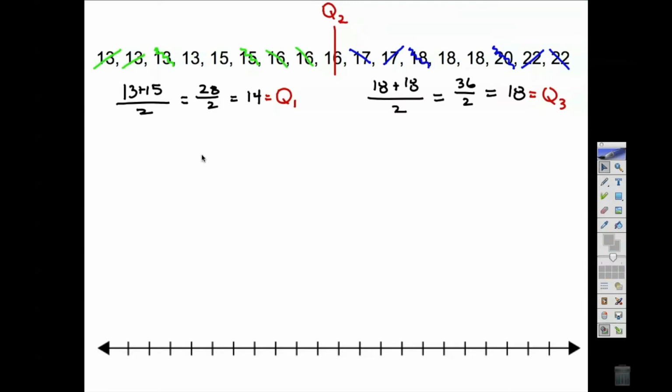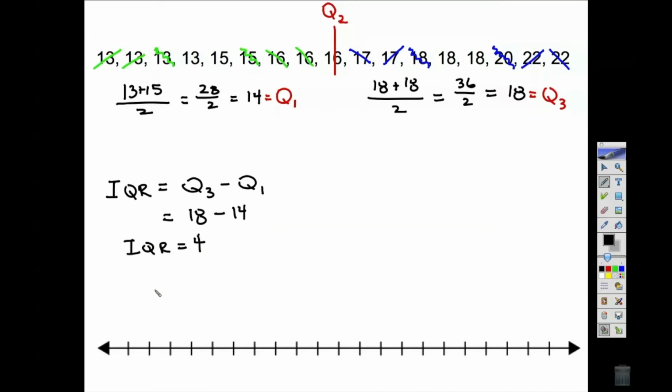Right now, all we have to do is find the interquartile range. In order for us to do that, all we gotta do is take the third quartile and subtract the first. That is 18 minus 14. So the interquartile range is equal to 4 units.